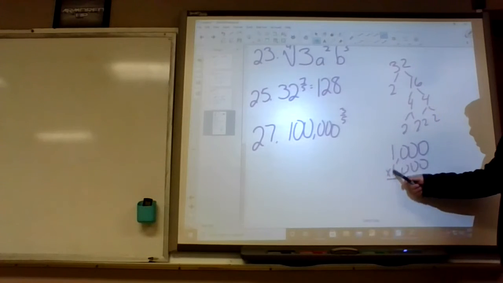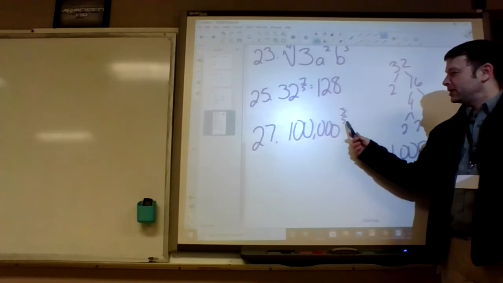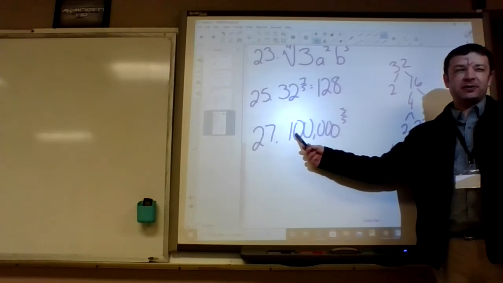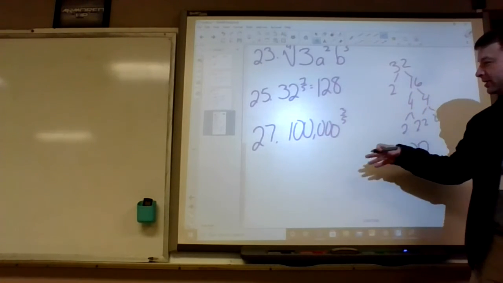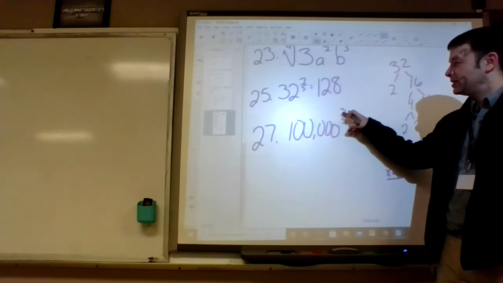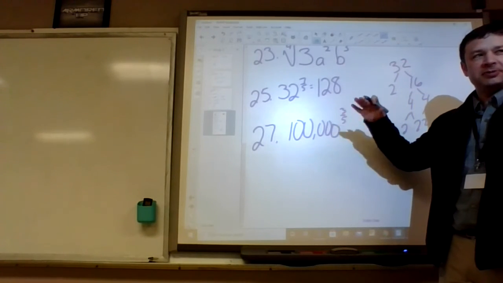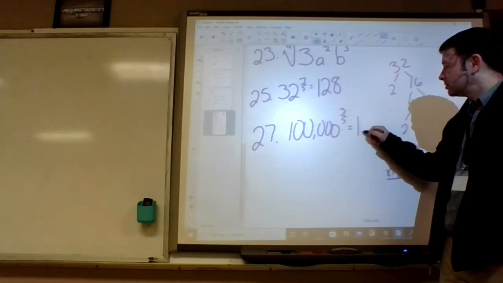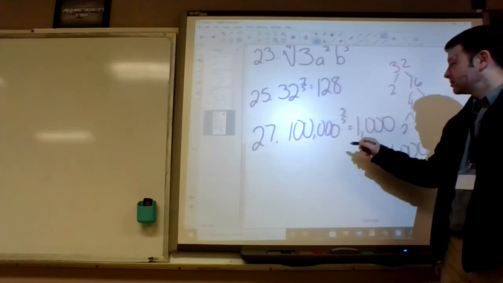Okay, it's 1 with 6 zeros. What do you multiply 5 times to get something with 5 zeros? 10. So the fifth root of 100,000 is 10. 10 cubed is 10 times 10 times 10. Well, 10 times 10 is 100, and 100 times 10 is 1,000. I'm on a roll.